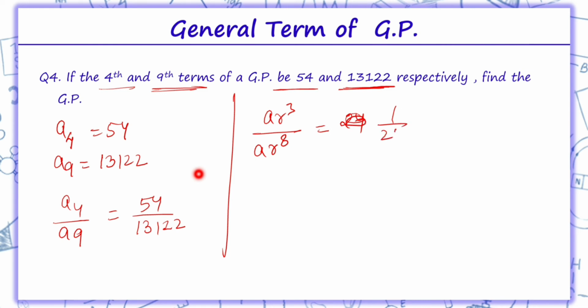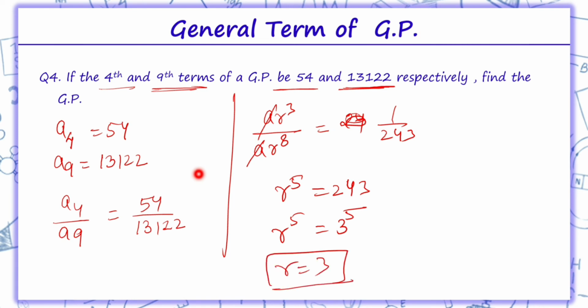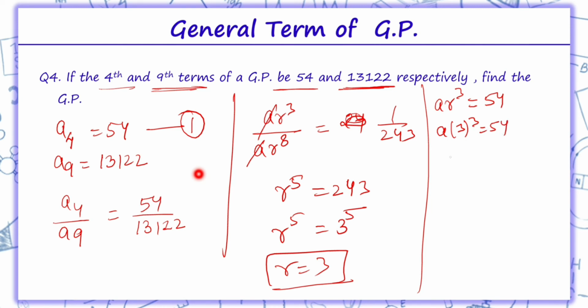54 upon 13122 can be written as 1 upon 243. So when we solve it, we will get R to the power 5 is 243. So 243 can be written as 3 to the power 5. Thus the value of R will be 3. Now as we know the value of R, putting it in the first equation, that is AR to the power 3 is 54, so A into 3 to the power 3 is 54. The value of A will come out to be 54 divided by 27, which is 2.